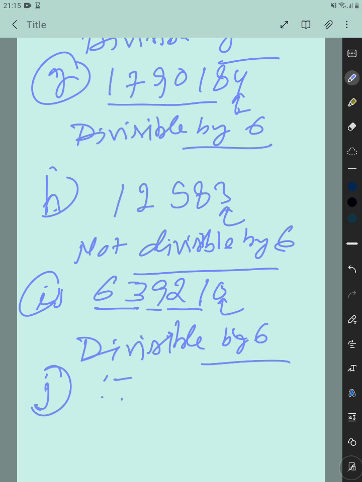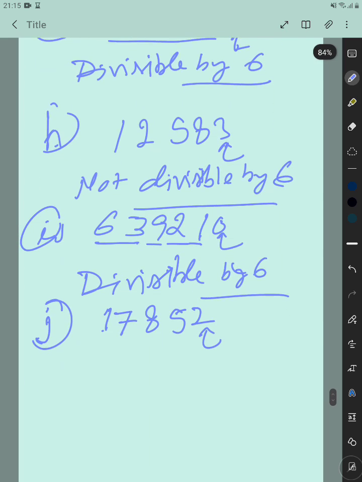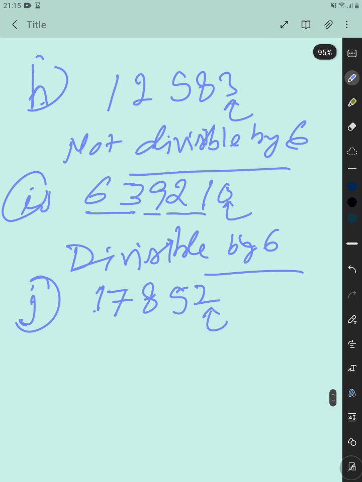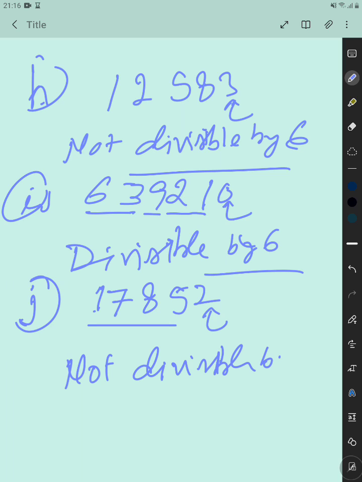Now the last part is J. J is 1717852. Since it has 2 at the ones place, it is divisible by 2. Now we have to test by 3. For divisibility by 3, we need to add all digits. 1 plus 7 is 8, 8 plus 8 is 16, 16 plus 5 is 21, and 21 plus 2 is 23. 23 is not divisible by 3, so the complete number is not divisible by 3, and not divisible by 6 either. So this completes question number 3.